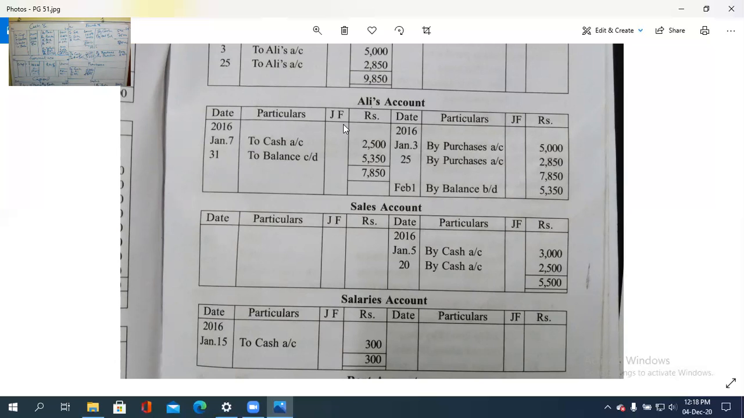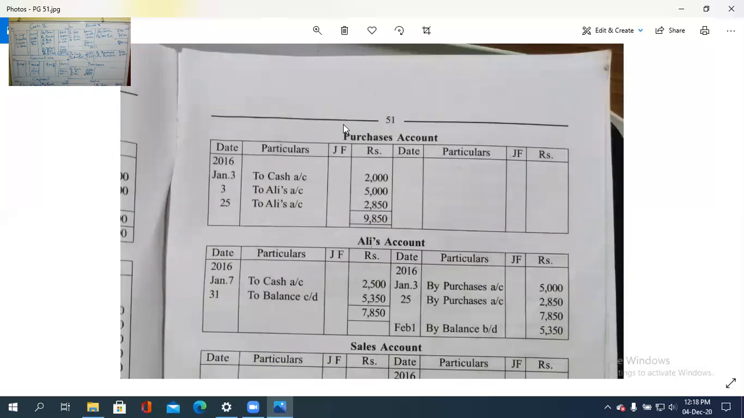Then what is the account? Sales account. Then purchase account. We need to check the purchase. See, for nominal accounts like expenses and income, we just add up. No need to write the balance like that. From this we are taking it to the trial balance. So that is the case with purchases. So 5 plus 2, 7 plus 2. How much? 9,850. That 9,850 is to be added up here.